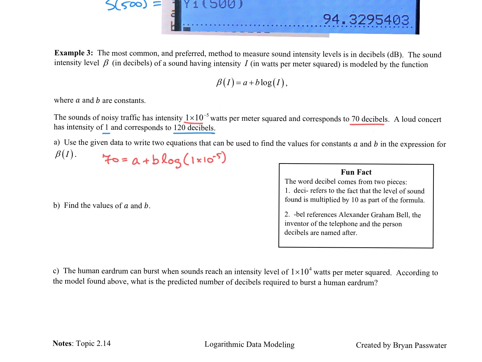All right, and we're going to do it again. And so now, what's my next output? 120 is equal to a plus b log of 1. All right. And so there are my two equations. So it's very similar to that first example we did. All right. Now let's look at part B. It says find the values of A and B.